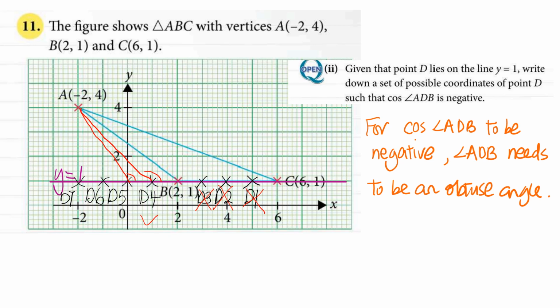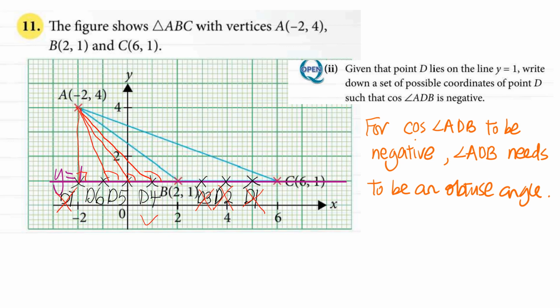Oh, that is D5. Okay, D6. Yes. D7. No, D7 will not give you an obtuse angle. In fact, AD7B will be 90 degrees. So we need to eliminate D7.